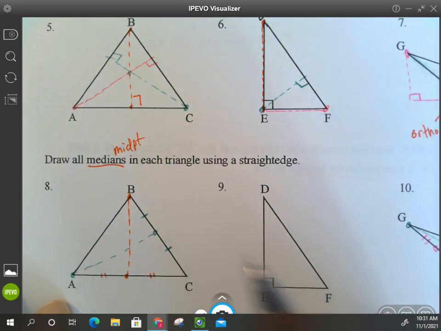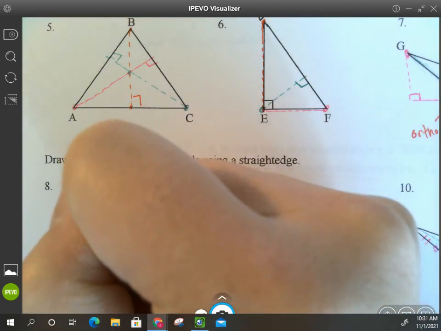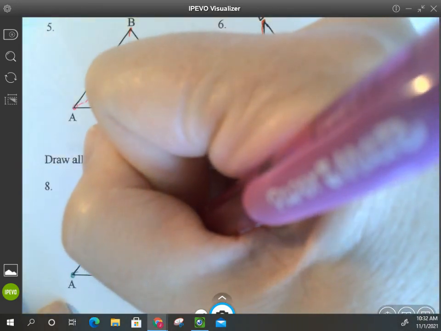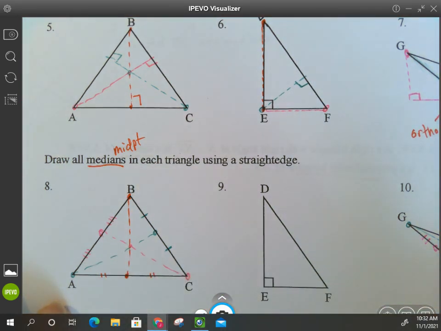So a median goes from a vertex to the opposite midpoint, and cut that up. And there you go. And there's that point where they all connect. So medians are shown with splitting each side in half.